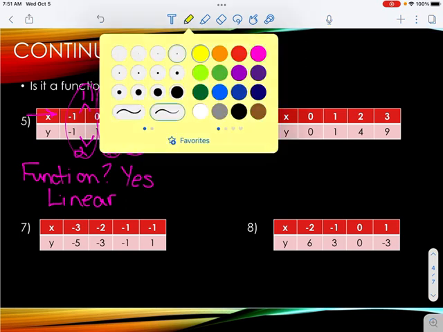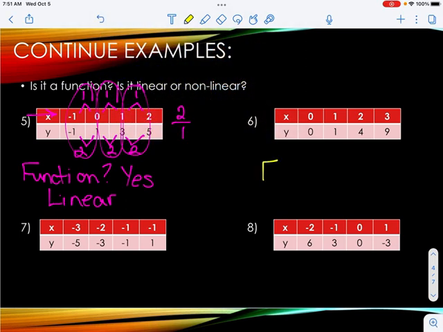Okay, let's try the second one. So I start off and I say, okay, are you a function? So I look at my x values. I look across, none of them are repeating. So therefore, yes, it is a function. The next thing I check now is for my common ratio. So 3 minus 2 is 1. 2 minus 1 is 1. 1 minus 0 is 1.